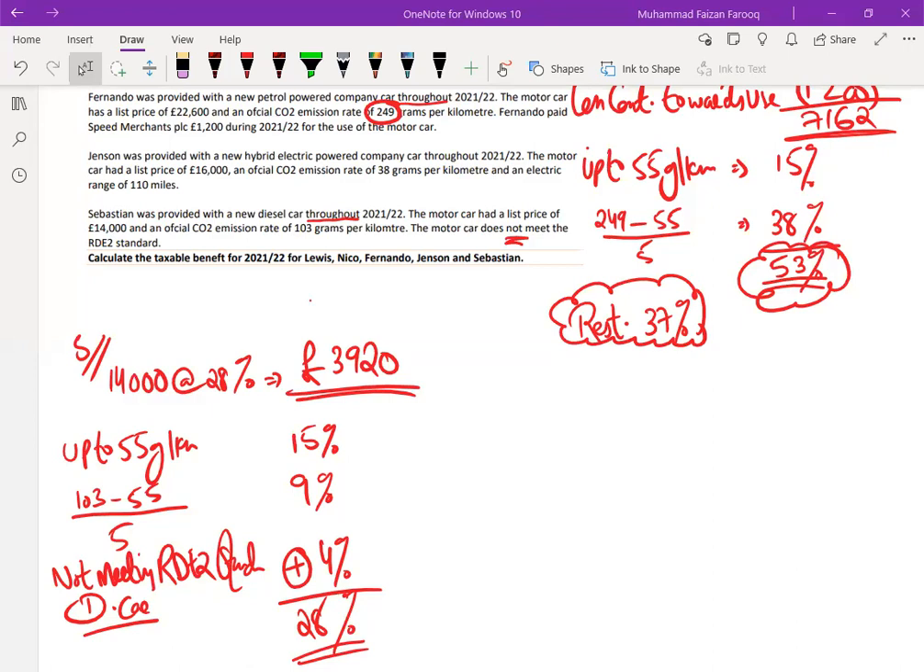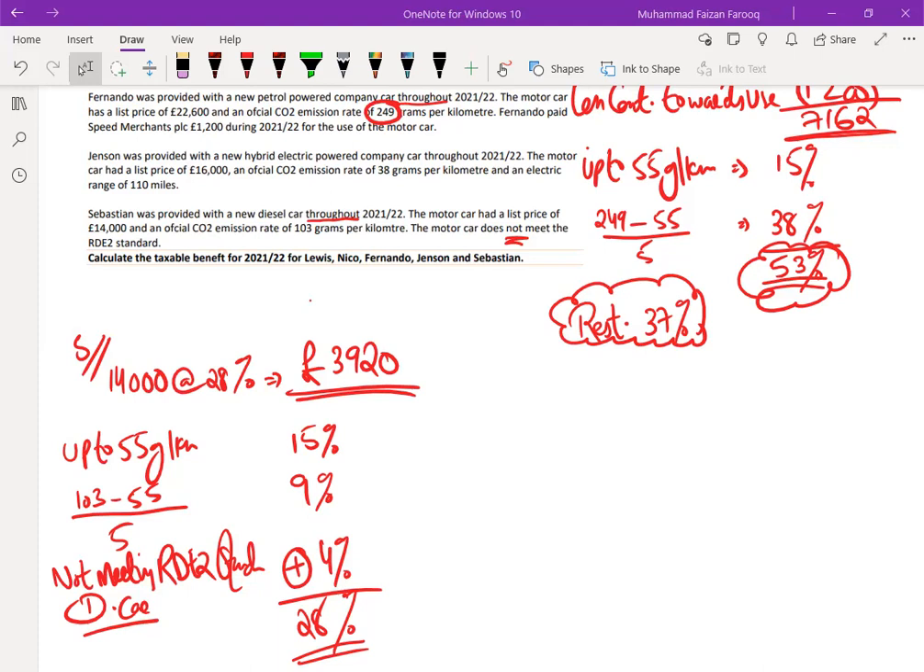Now the question is, what will be the maximum cap percentage for diesel cars not meeting RDE2 standards? This is a genuine question. So the answer is it will remain the same, 37%. Whether a car is petrol powered or diesel powered, meeting the standards or not meeting the standards, the maximum cap of 37% remains the same. There is no difference in the upper cap.